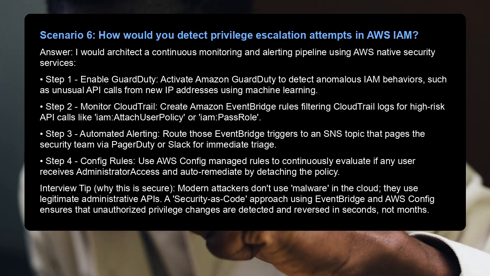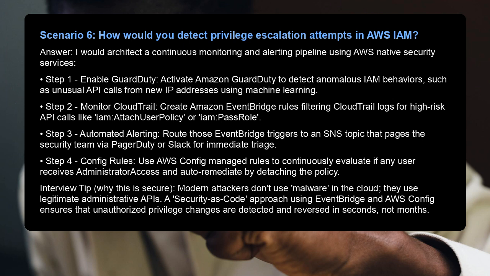Scenario 6. How would you detect privilege escalation attempts in AWS IAM? Answer. I would architect a continuous monitoring and alerting pipeline using AWS native security services. Step 1. Enable GuardDuty. Activate Amazon GuardDuty to detect anomalous IAM behaviors, such as unusual API calls from new IP addresses, using machine learning.